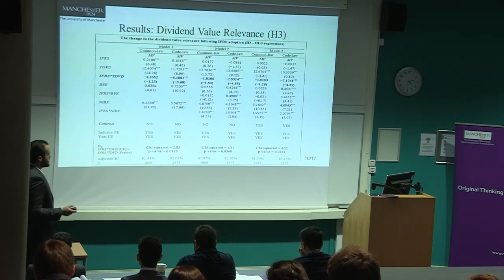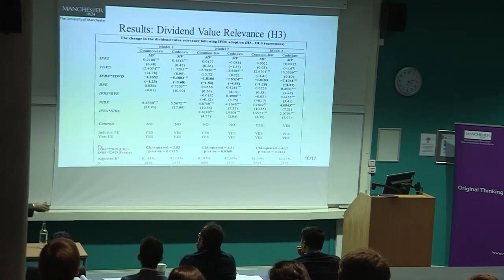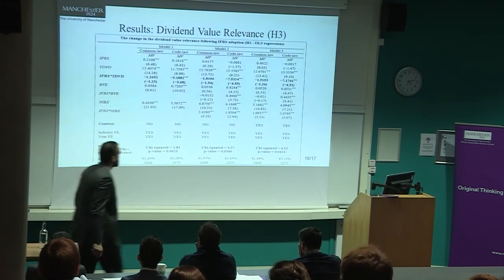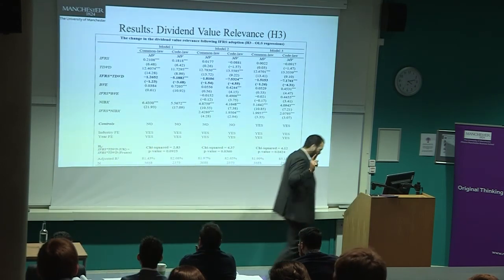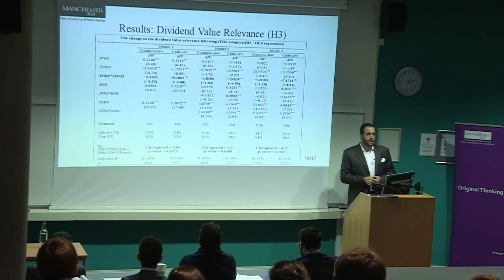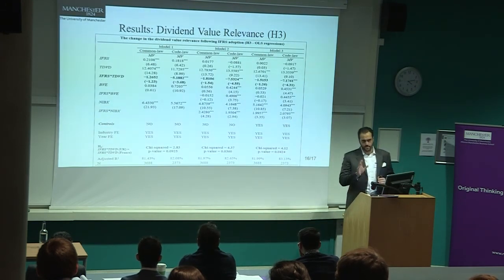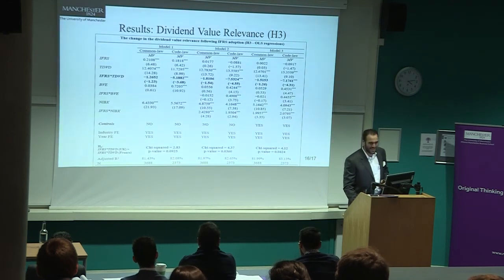So the main intuition behind what I'm saying is that when we interact the accounting variables with the IFRS dummy variable, the value relevance of dividends becomes significantly more negative for the code law sample compared to the common law sample. So this serves our main hypothesis that what's causing these changes is the improvement in the accounting system. Not nothing else, but the main thing.